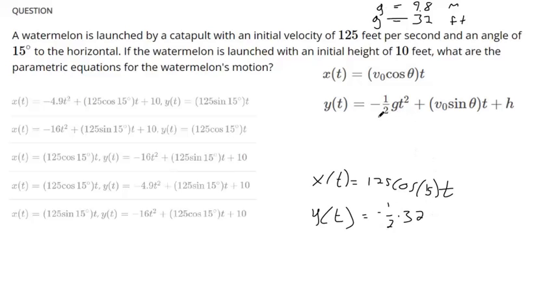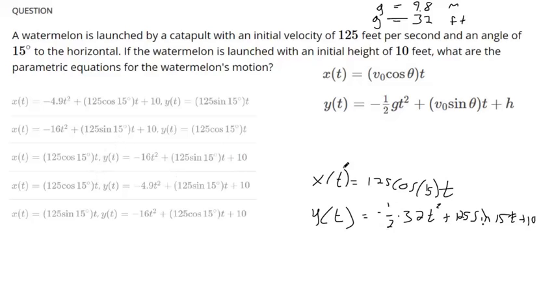And then it's negative 1/2 times g times t squared plus our initial velocity 125 sine of 15 and then plus the initial height of 10. Okay, and I don't even think we have to simplify these. I think we just have to pick the right answer.